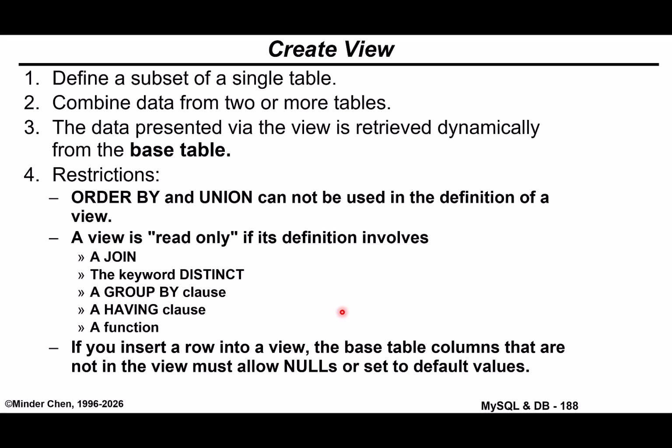So you can define a view as a subset of a single table. You can combine data from two or more tables or views. And the underlying table is called the base table. There's some restriction. You cannot use order by or union in the definition of a view. A view is read-only if its definition involves a join, a distinct keyword, group by clause, or function. Read-only means you can only use a select statement against the view.